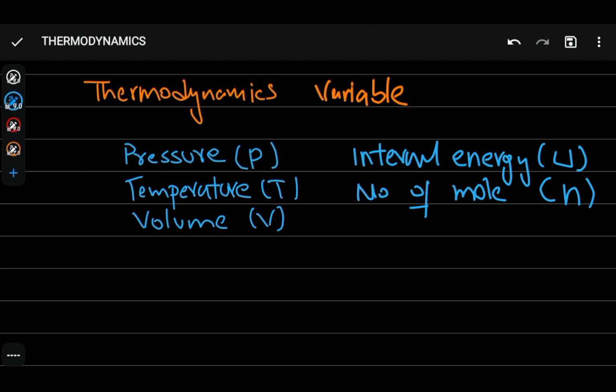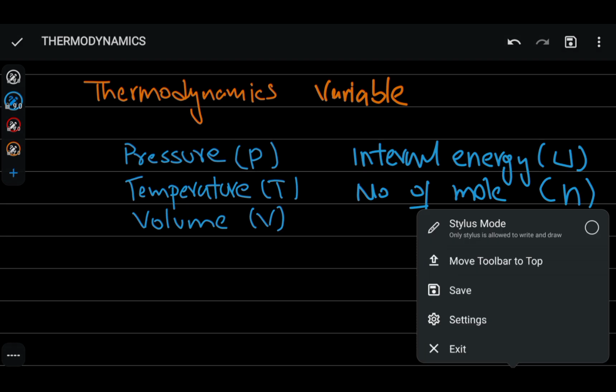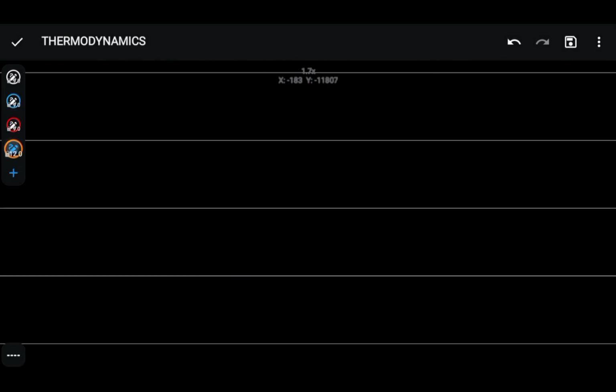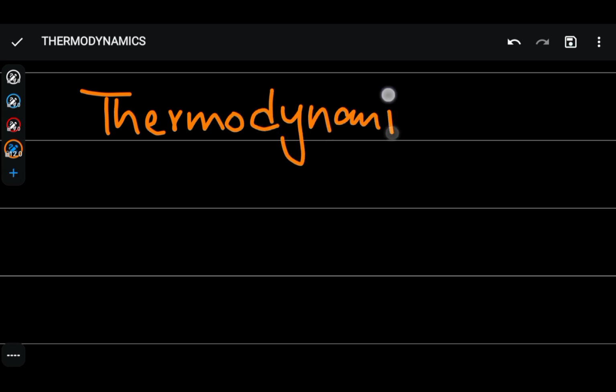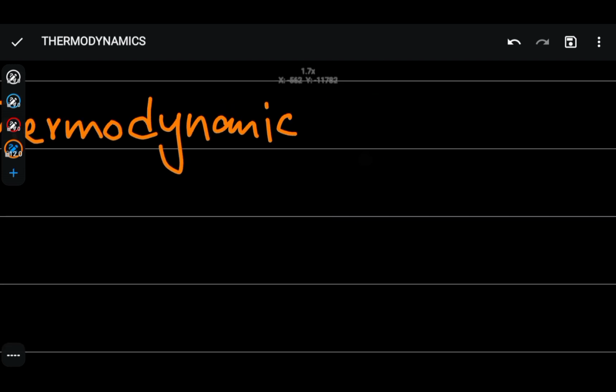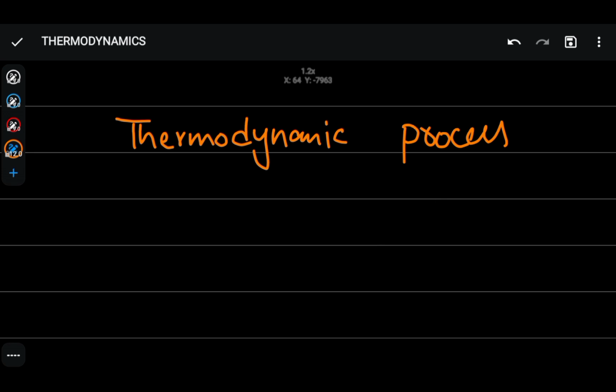Okay, now we're gonna come to another term, which is thermodynamic process. Let me write it. Thermodynamic process. So it is a process in which a change in thermodynamic variables changes the state of the system.